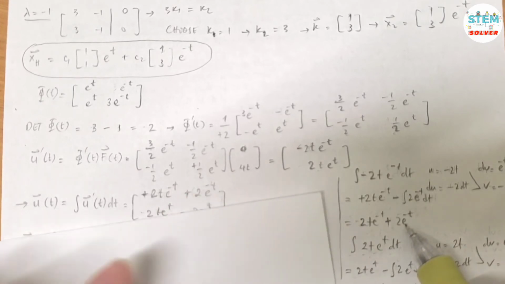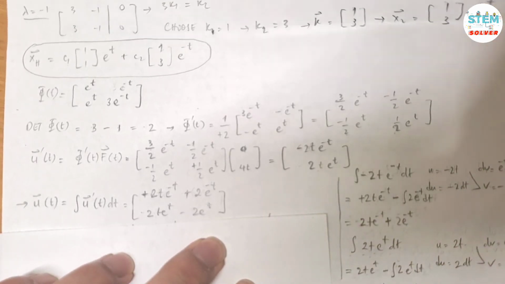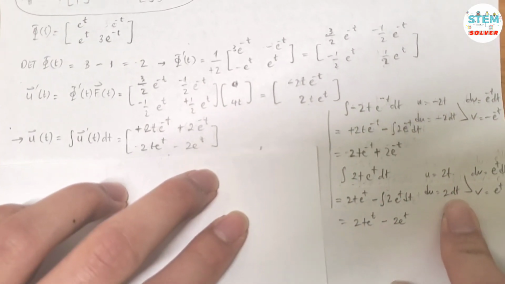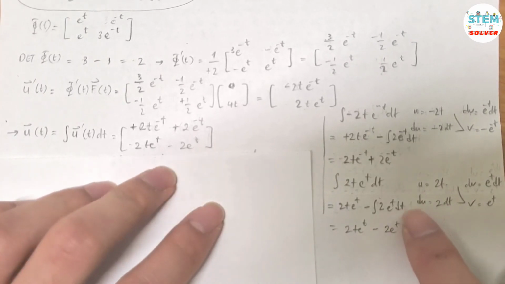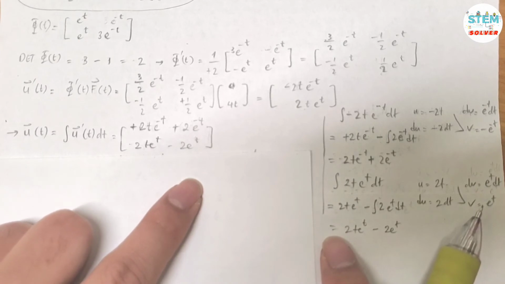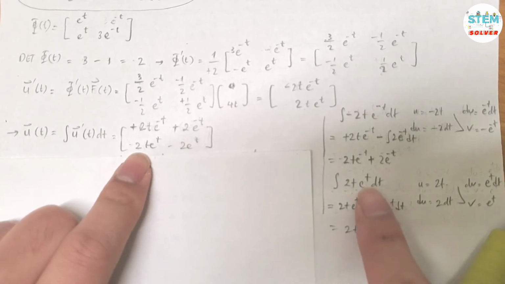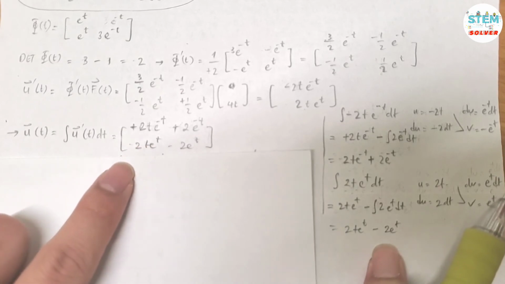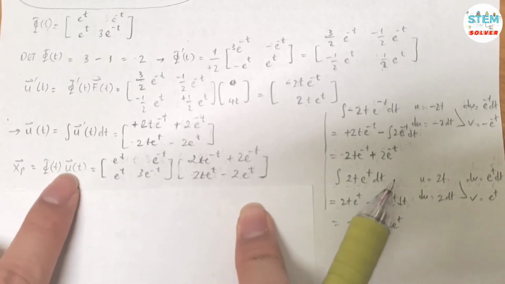Now you are going to do the same thing for 2t e to the t. So use the integration by parts method again. Okay, so I'm sure you know how to do it. So let me skip this part, but I will give you the answer here. Okay, so if you integrate it, that gives you this answer, and then just put it into a matrix.